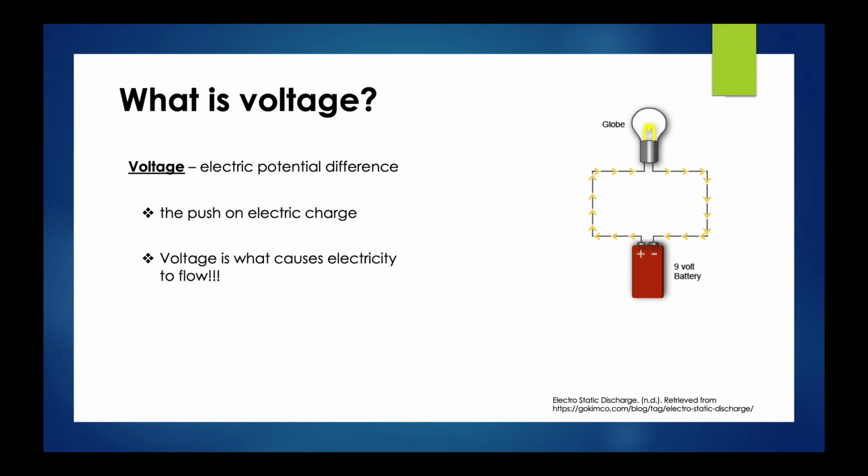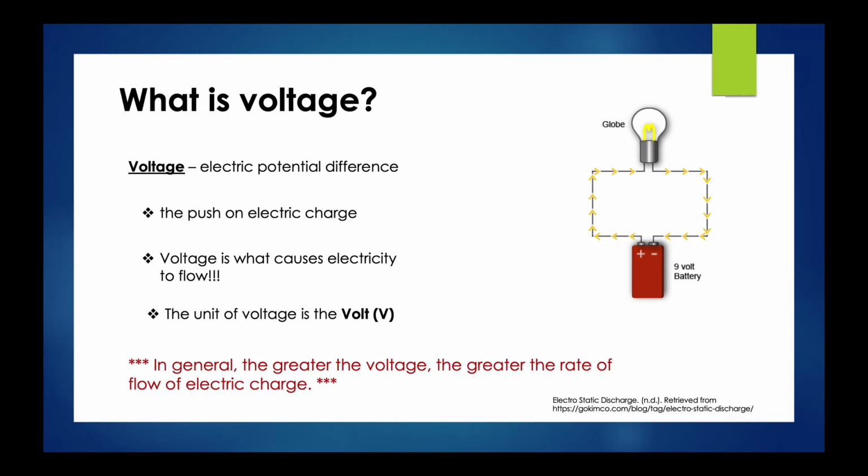Remember, the charge is inside of the wires, but a wire alone will not allow charge to flow. That charge must have a push. That push is provided by the battery or the power source. The unit of voltage is the volt, which has the symbol V.